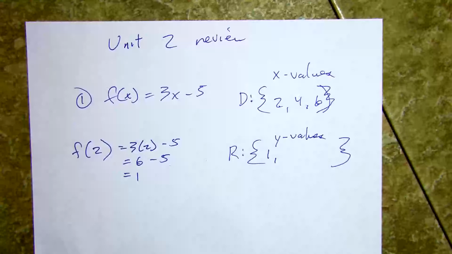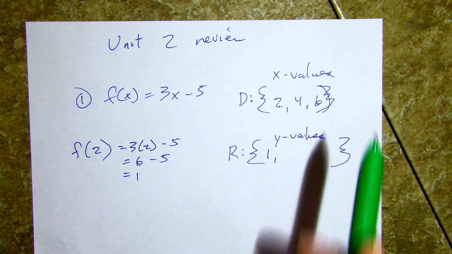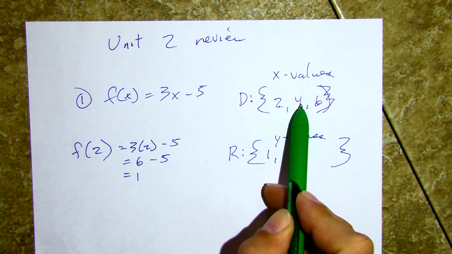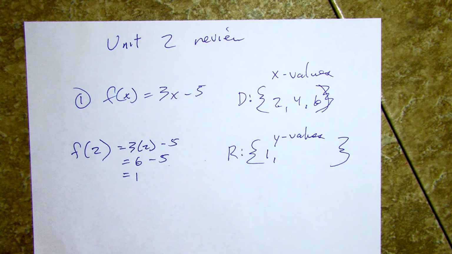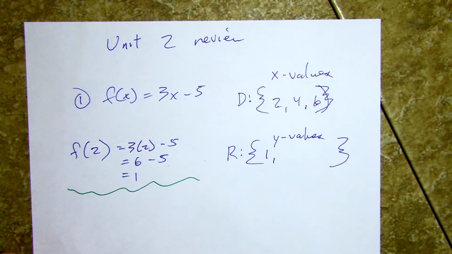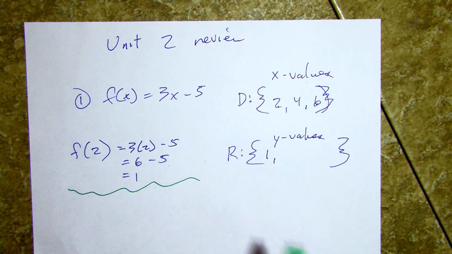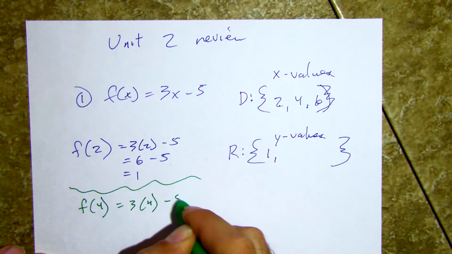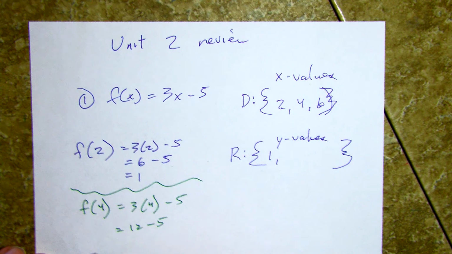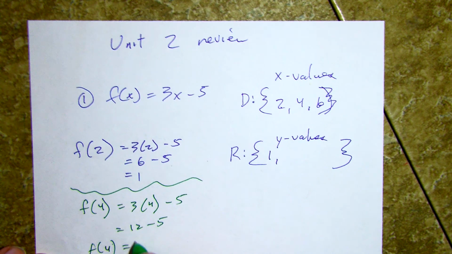And if I asked you all one at a time, can you plug in 2 for me for x? Can you plug in 4? Can you plug in 6? Everyone would be able to do that because we've done quite a bit of it. So this is something you already know. And now we're going to go ahead and plug in one more. Let's see if it'll give us the answer. F of 4. 3 times 4 minus 5. 12 minus 5. F of 4 is 7.